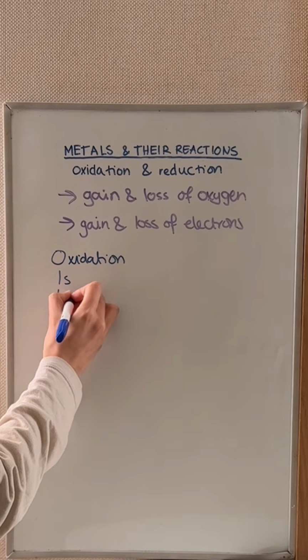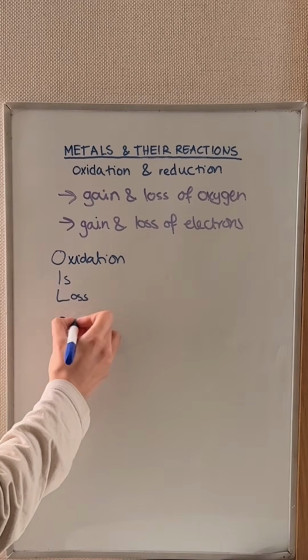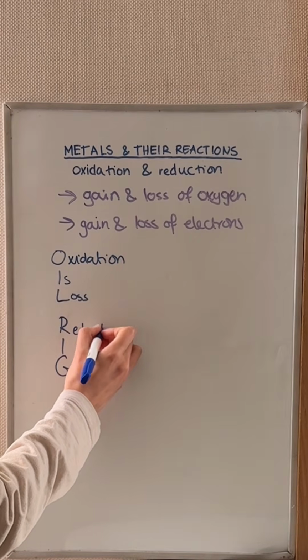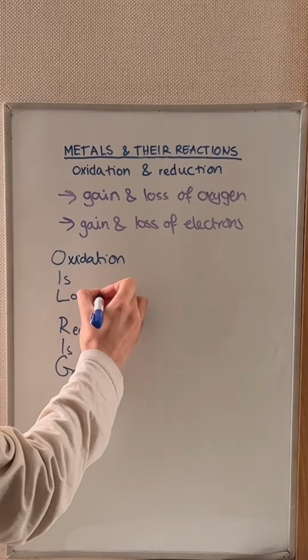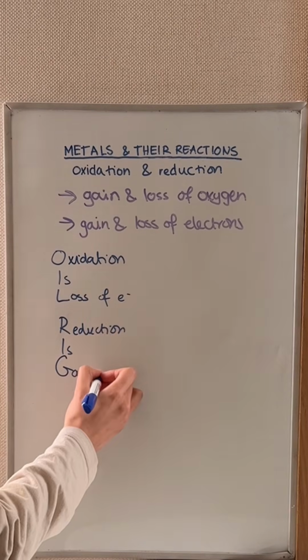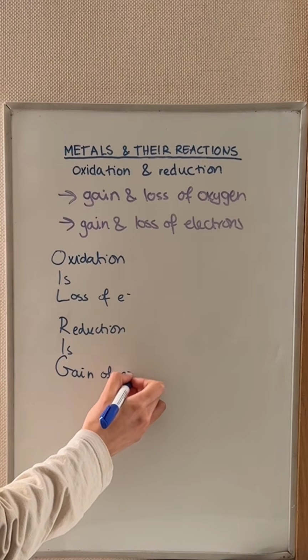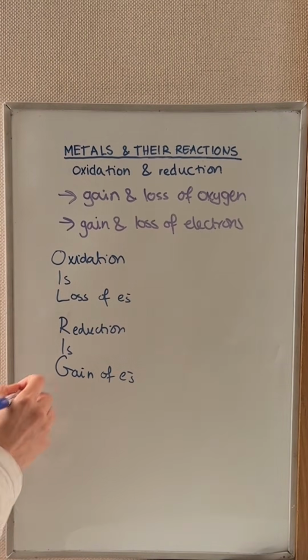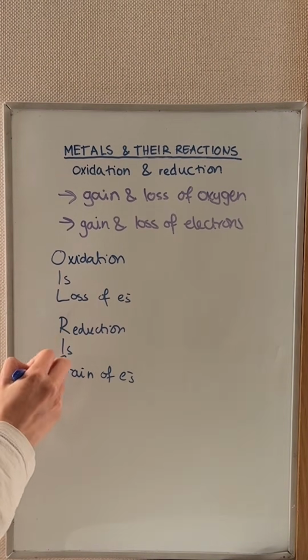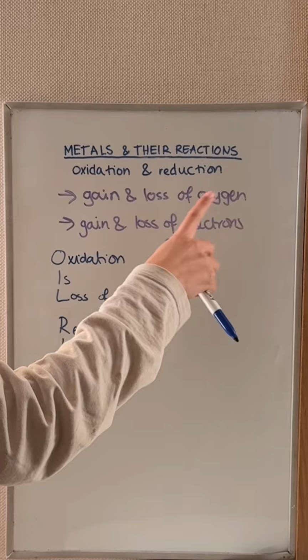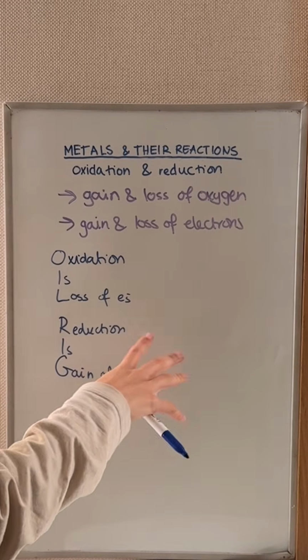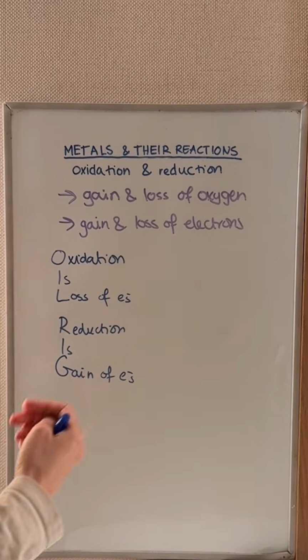Oxidation is loss of electrons, whereas reduction is gain of electrons. So let me just put that down, because sometimes we forget that it's to do with electrons. So if you remember the term OIL RIG, hopefully that's a fun way of remembering the definition of these two terms. Oxidation is when an element loses electrons, whereas reduction is when an element gains electrons.